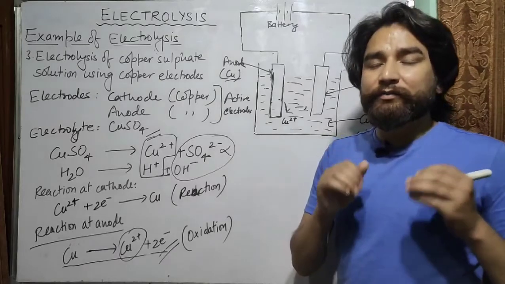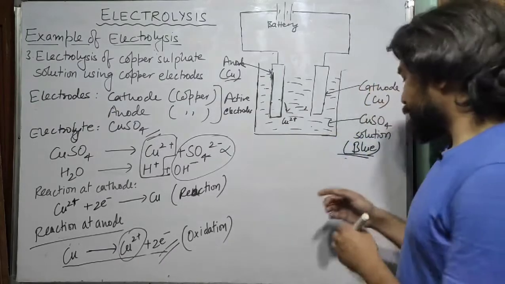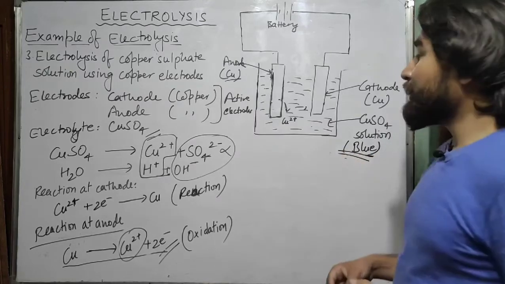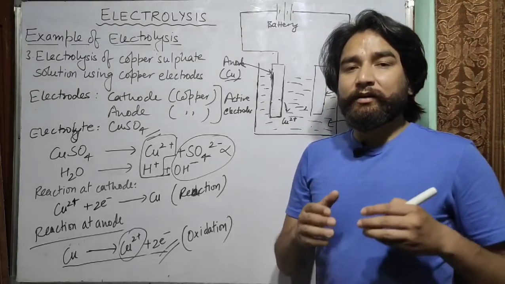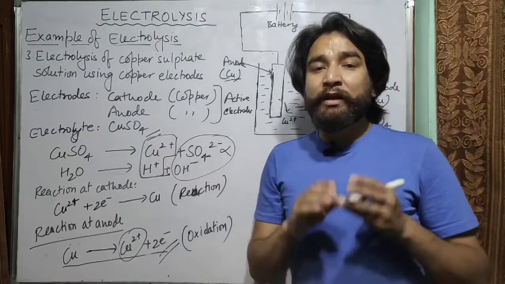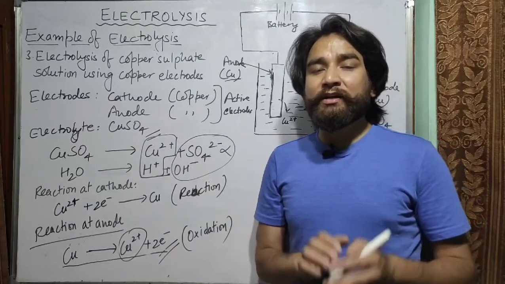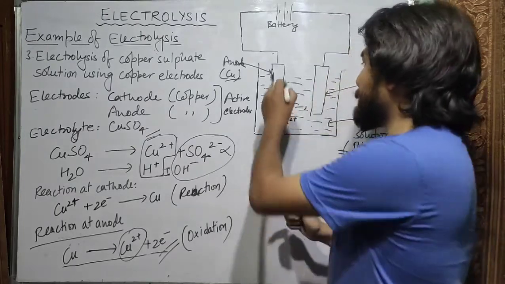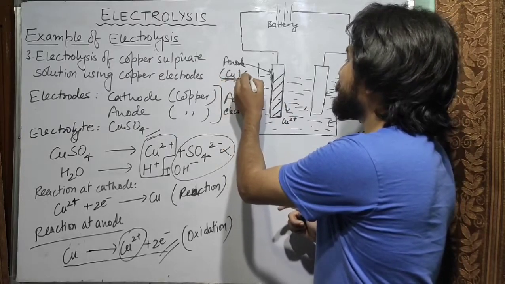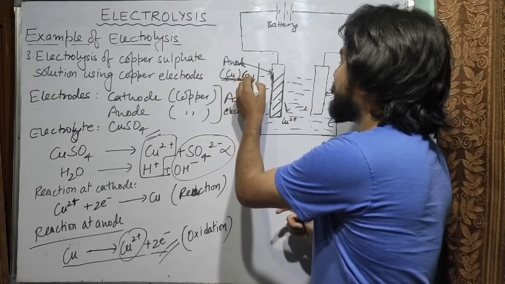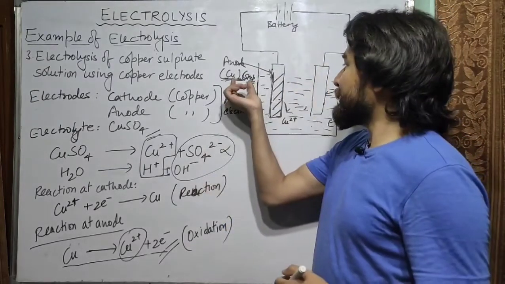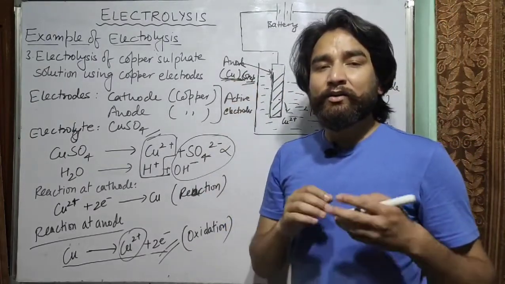They will not decrease. So because copper ions are there in the solution, it will remain blue. The next thing, one more question can be asked: what if we use an inert electrode instead of a copper electrode? For example, what if it is not a copper electrode but carbon or graphite? So graphite is an inert electrode.